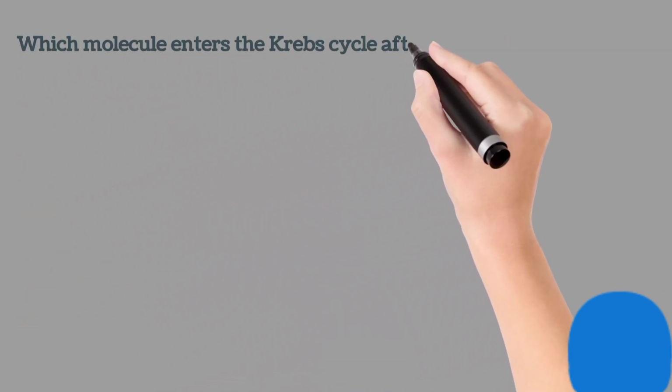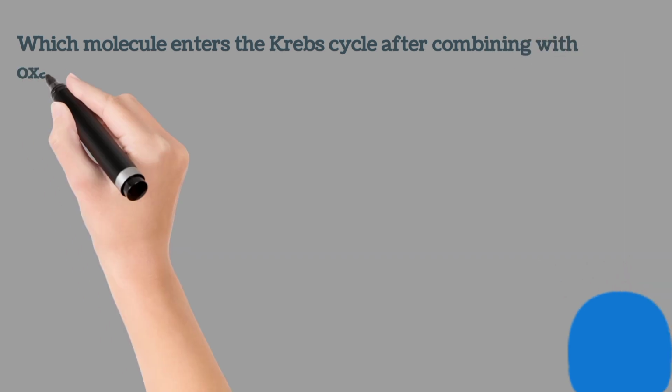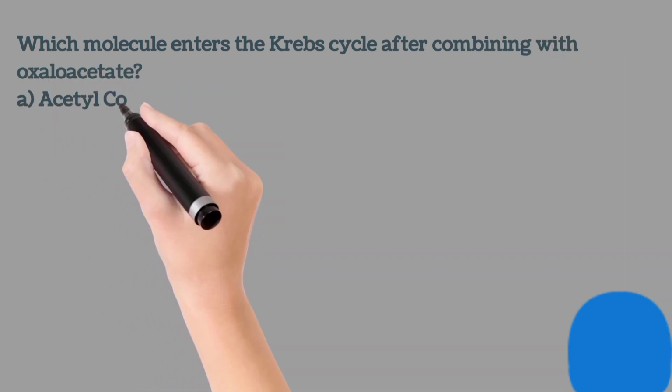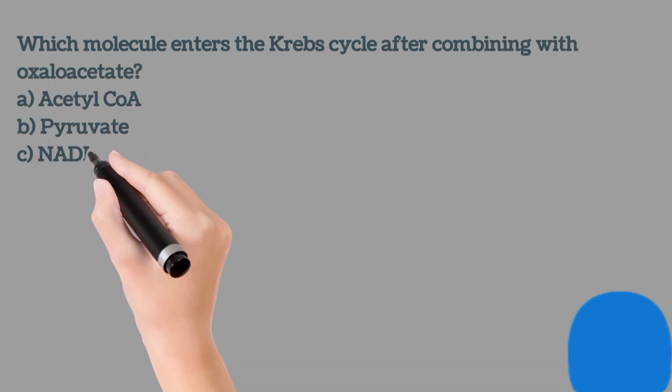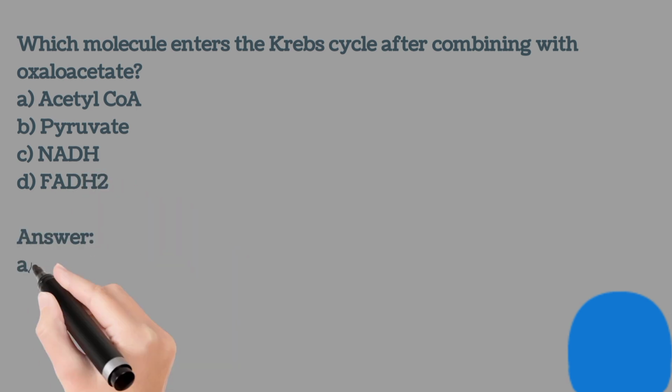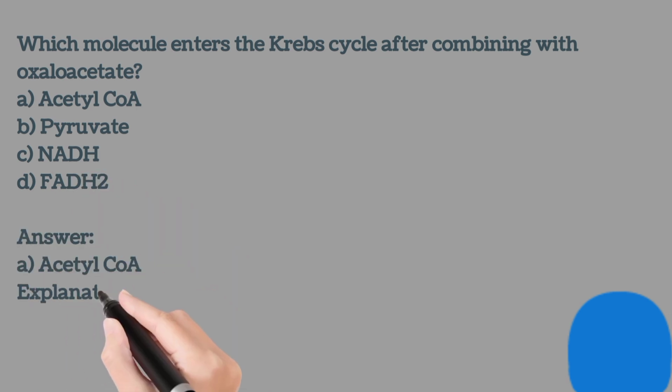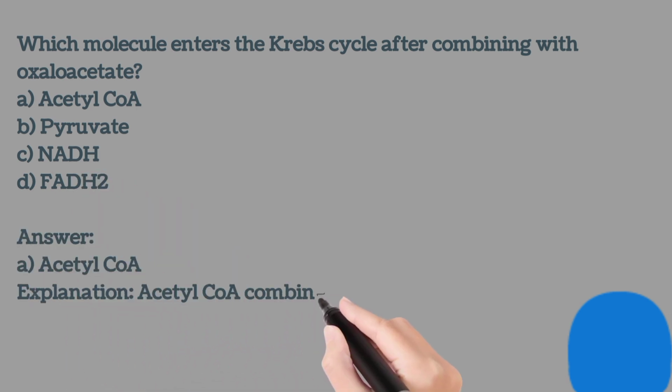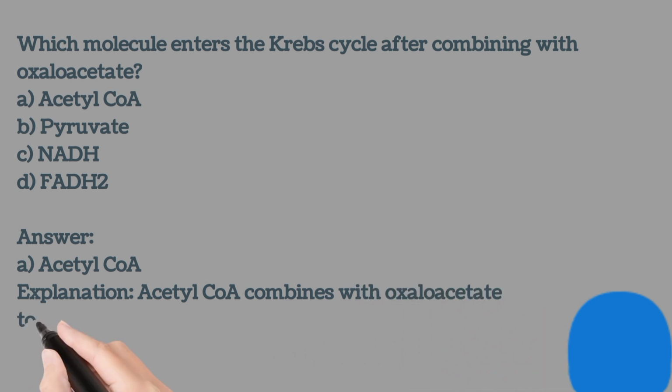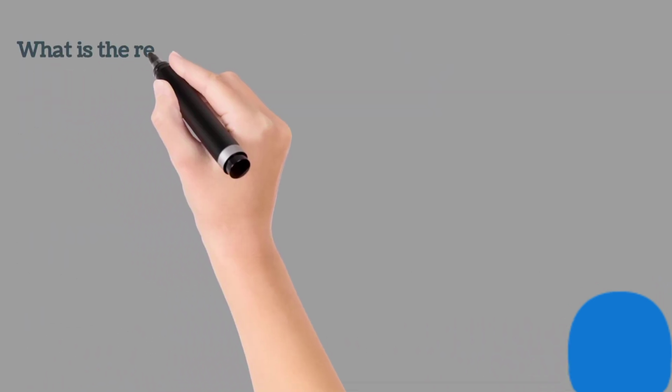Which molecule enters the Krebs cycle by combining with oxaloacetate? Acetyl-CoA, pyruvate, NADH, FADH2. Acetyl-CoA. Acetyl-CoA combines with oxaloacetate to form citrate.